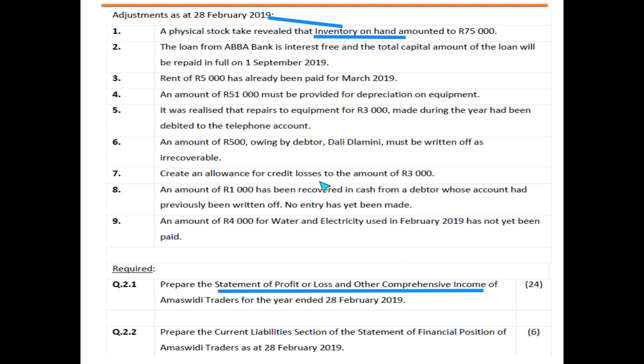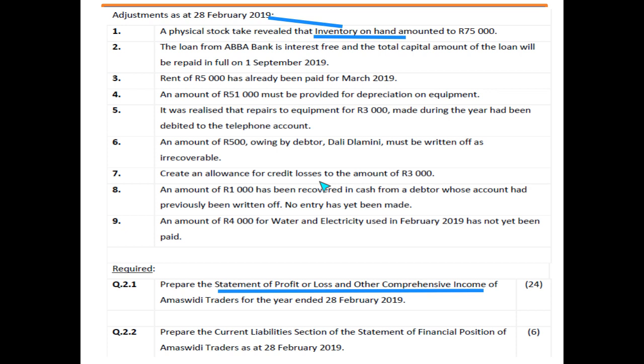Now, when we talk about the allowances for credit losses, it's like, if you are selling your items on credit, ne? Sometimes those customers don't pay and you write them off. What do you call them? Debtors. We call them debtors, but after you write them off, what do you call them? They are called bad debts or credit losses. Okay. You understand what I mean?